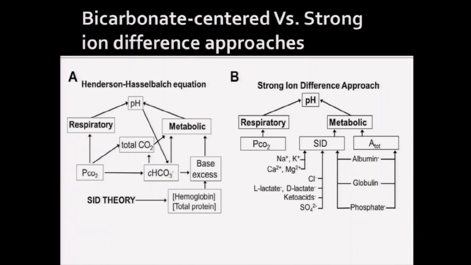Base excess looks at the amount of acid or base required to correct the pH of the calf's blood to 7.4. When the base excess is high, it represents a metabolic alkalosis, and when it's low, it represents a metabolic acidosis. The strong ion difference is something that was developed in Canada, I believe, in the 1970s.